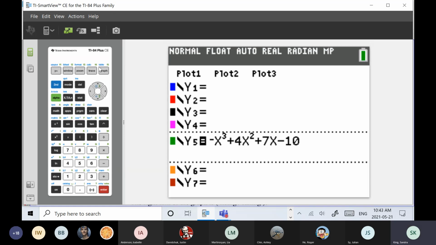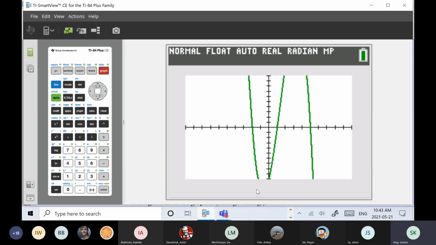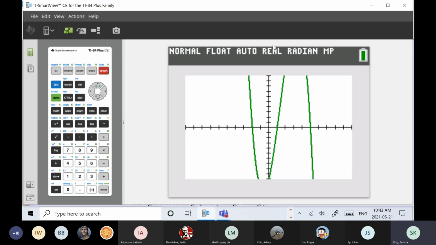So we could look at the graph. Now, we haven't done this up to this point, but I will want you to change your windows so that you could see the picture of the graph more clearly. For example, I know that there's going to be a minimum down here, and a maximum up here. So I want to extend my y to go higher than 10 and lower than -10.